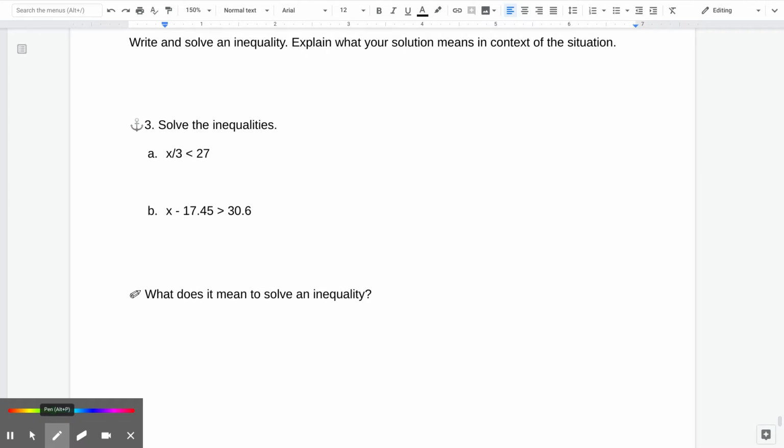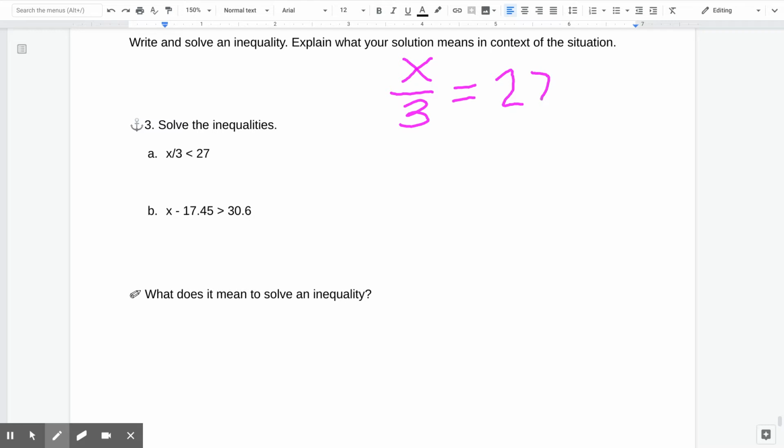All right, so just like we talked about in Anchor Problems 1 and 2, it can often be easiest to solve inequalities as if they're equations and then see what impact being an inequality has. So here with A, I'm going to rewrite this as an equation, and I have x divided by 3. Notice when I handwrite it, I write that in fraction format. I would put is less than 27 if I were recording just the inequality, but I want to solve it as if it's an equation. So x divided by 3 is equal to 27.